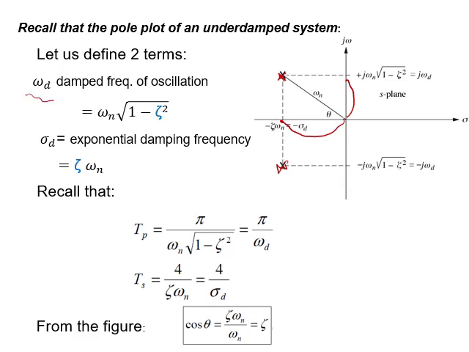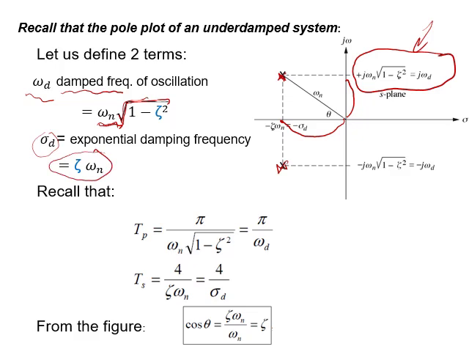We will look at omega d as the damped frequency of oscillation, which is calculated as omega n root of 1 minus zeta square. What is this? Actually, this is the imaginary value of the pole. So the imaginary part is known as the damped frequency and is calculated as omega n times the square root of 1 minus zeta square. Sigma d is the exponential damping frequency, which is known as zeta omega n. Zeta omega n is the real value.